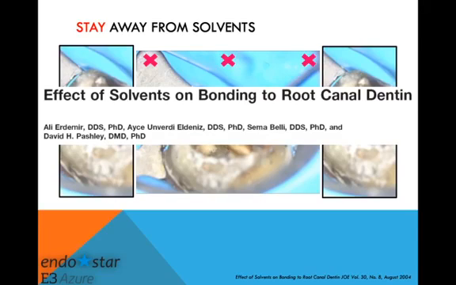Now, what kind of bonding am I talking of here? Bonding means basically we are using resin in some or the other form whenever we are doing root canal treatment. So there is resin in our sealer, there is resin in our post-endodontic restoration, and there is resin when we are doing post core.